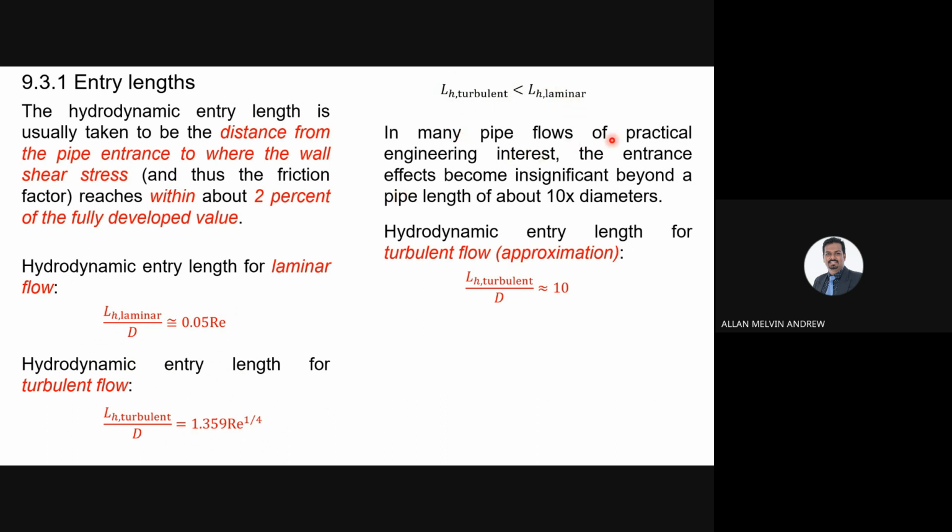So in many pipe flows of practical engineering interest, the entrance effect becomes insignificant beyond a pipe length of about 10 times the diameter. So these values we use mostly for our calculations, but in our daily life we can approximate, because we will be dealing with mostly turbulent flow. So it will be times 10. We are not really taking this into consideration, but we will be approximating that length as 10 times D. So meaning LH turbulent equals 10 times the diameter. So that is where we will start our investigation.